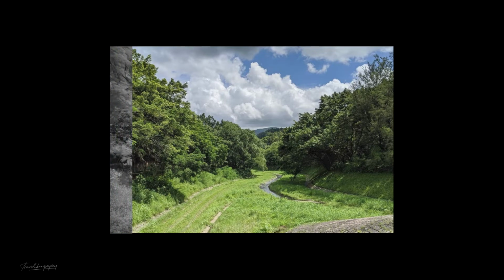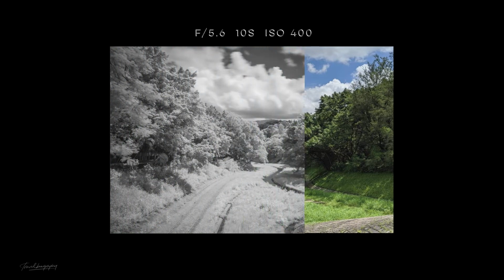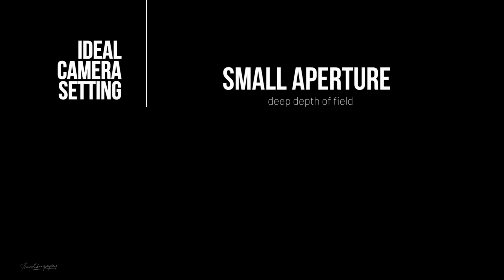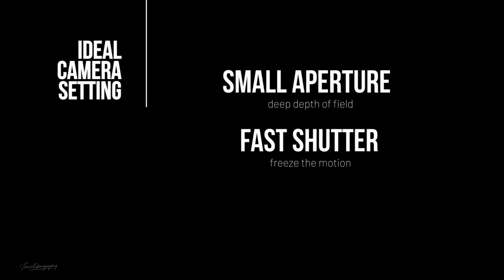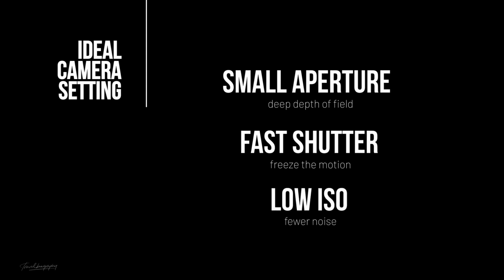Back to this image. It was taken at midday. The camera settings for this one are f5.6, 10 seconds, and ISO 400. The ideal setting is of course small aperture, fast shutter speed, and low ISO. For an unmodified camera, this is the best I can do.